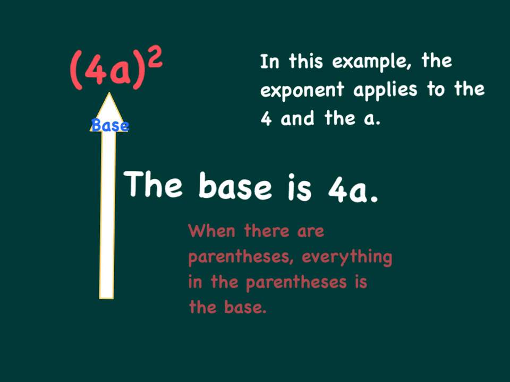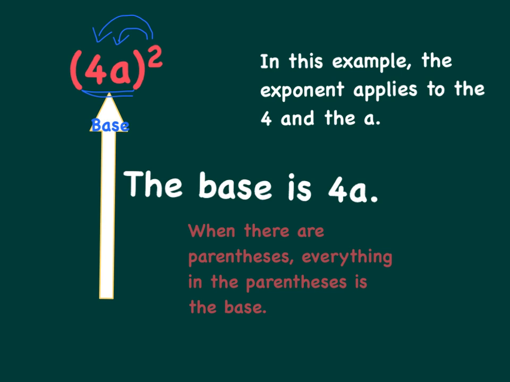Here's another situation. In this example, the base is actually 4a. Anything within the parentheses is controlled by the exponent outside. So this means that the 2 in this example applies to the 4, which is the coefficient, as well as to a, which is the variable. So together our base is 4a.